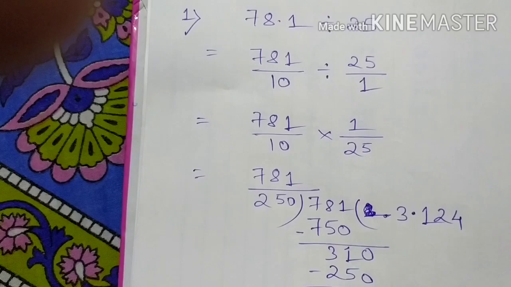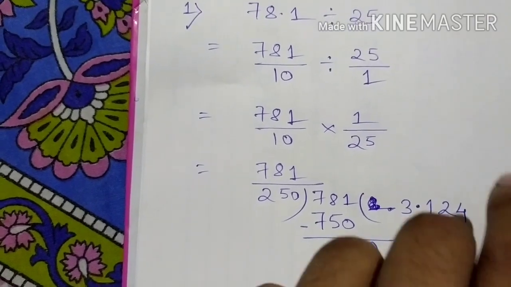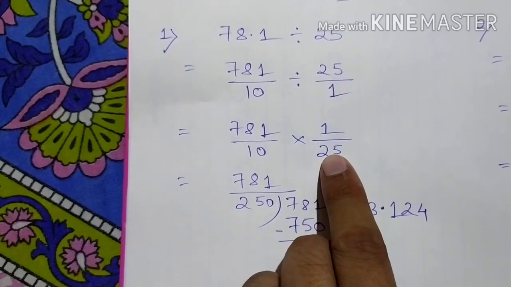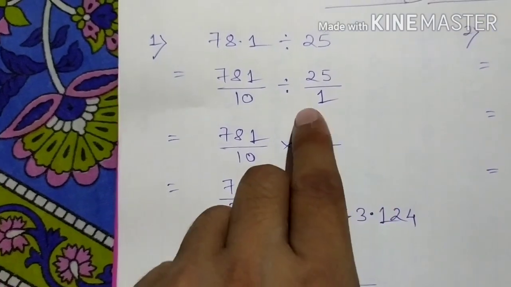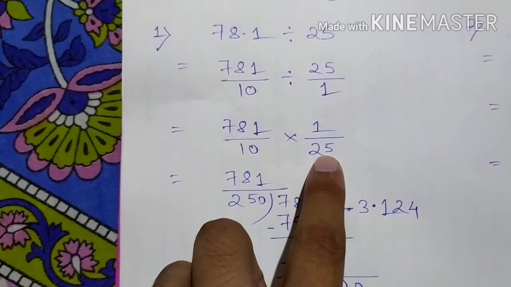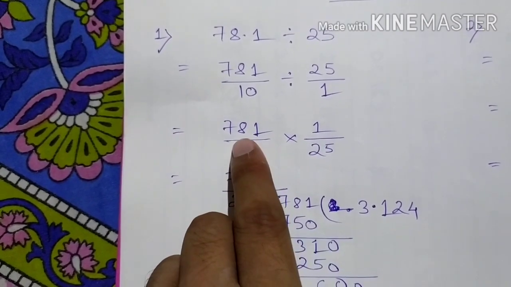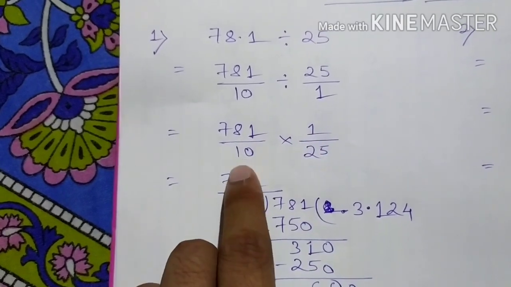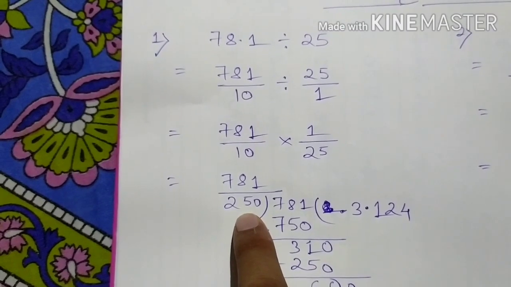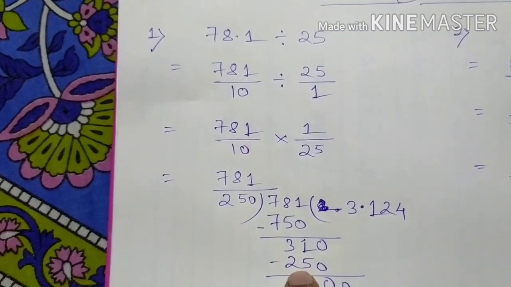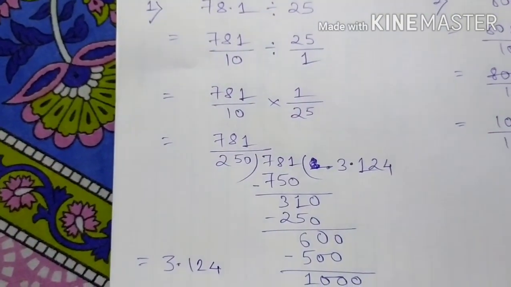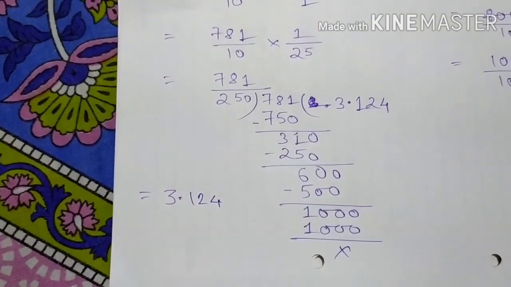Now the next step, 781 by 10 into 1 by 25. This is the reciprocal. 25 by 1, 1 by 25. Now 781 and 10 cancellation is not possible. 781 and 25 cancellation is not possible. So what we will do, 781 into 1, 781, and in the denominator 10 into 25, 250. That's all. Now we will divide, because here the cancellation is not possible. Now let's see the division, what you have done.